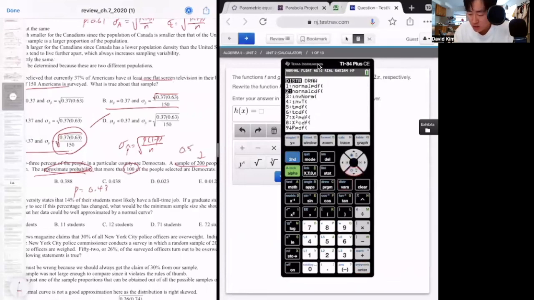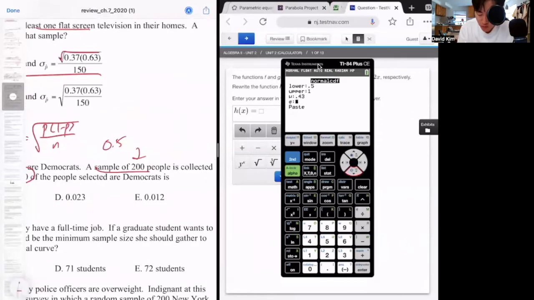Second VARS, normal CDF. Now, the lower here will be 0.5, and the highest possible chance it's going to go up to is 100%, with the mean being 0.43 and the standard deviation, well, that also we need to figure out, right? So the standard deviation of the sample proportion is the square root of p times 1 minus p over n. Plug in all those numbers. 0.43 times 0.57 all over, what is it, 200?